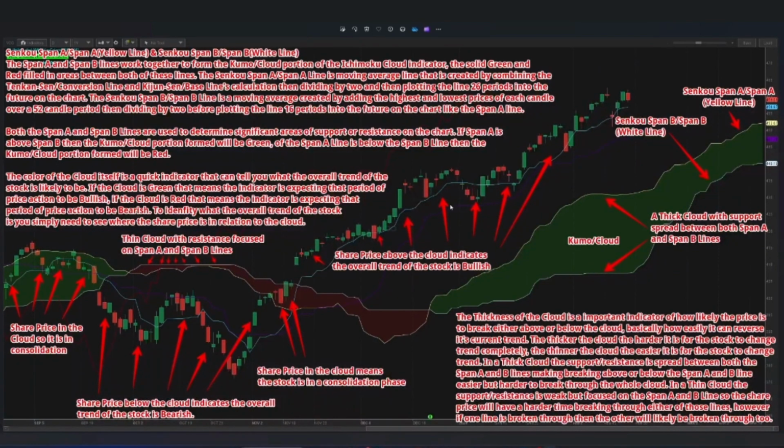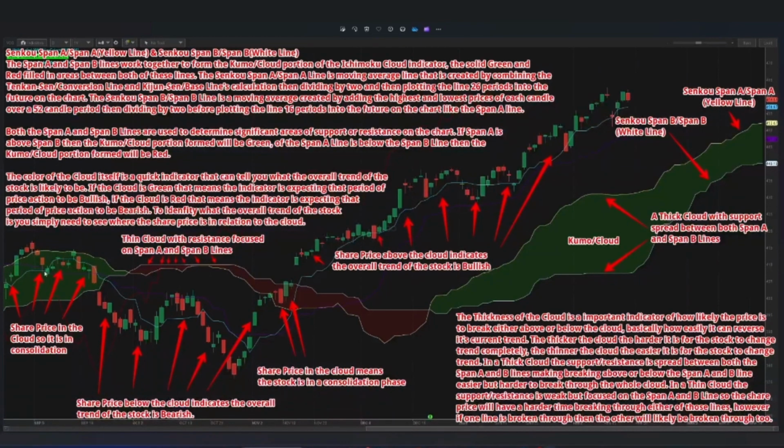And if the share price breaks through the cloud, like right here, for example, the share price is below the cloud, it breaks above the cloud, that means that the overall trend of the stock is likely to be bullish now because it's broken above the cloud. And if it's broken beneath the cloud, like here, that means that the overall trend of the stock is likely to be bearish. So if you have a very, very thin cloud and the share price manages to break through either of those lines, then it's very likely that the trend shift is going to be quick and it's going to shift over to the downside if it breaks beneath the cloud. It's the same vice versa if it's breaking through the cloud to the upside.